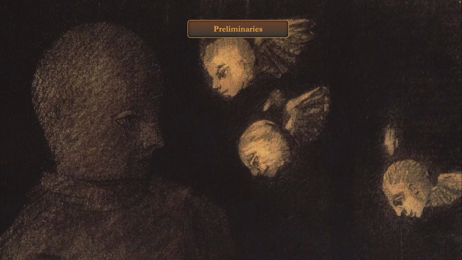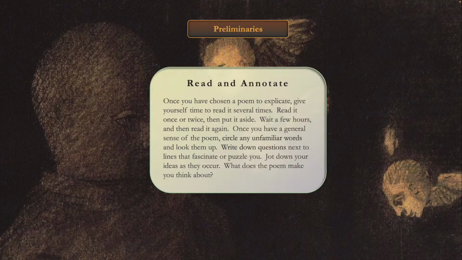So we'll get started with some preliminary things. Once you have chosen a poem to explicate, give yourself time to read it several times. It's a good idea to choose a poem you actually like because you're going to read it a lot. Read it once or twice, then put it aside, wait a few hours, maybe a few days if you have time, and then read it again.